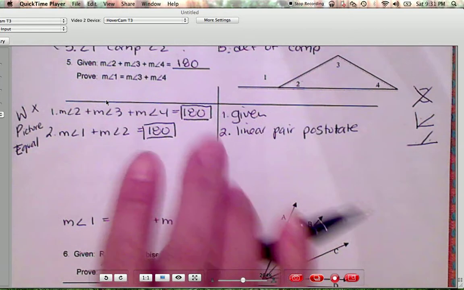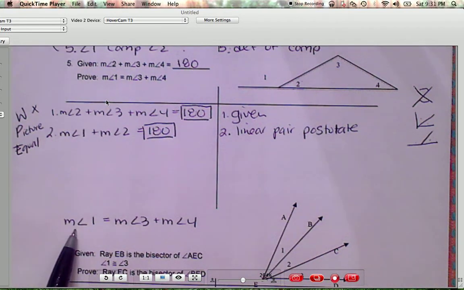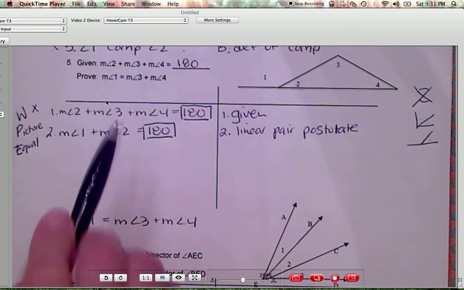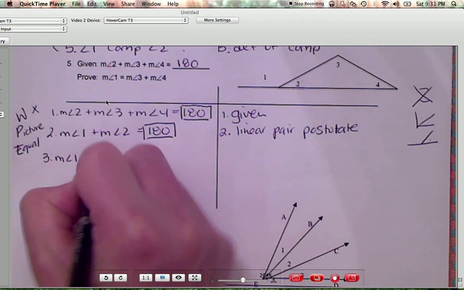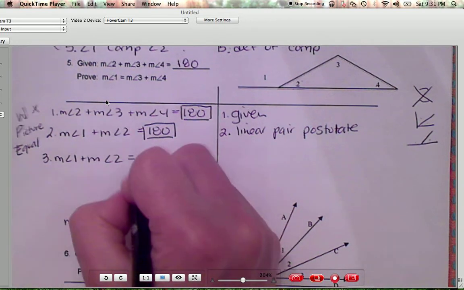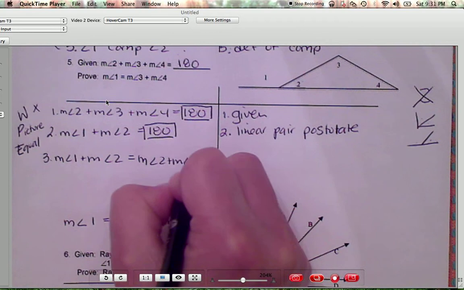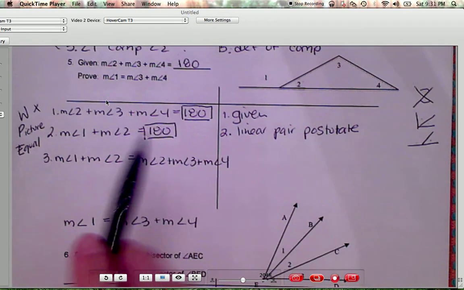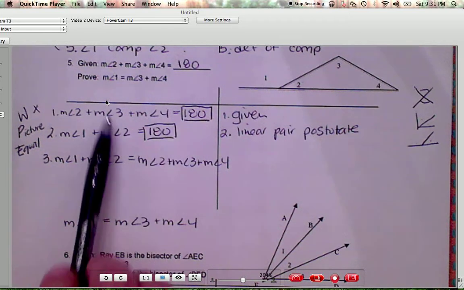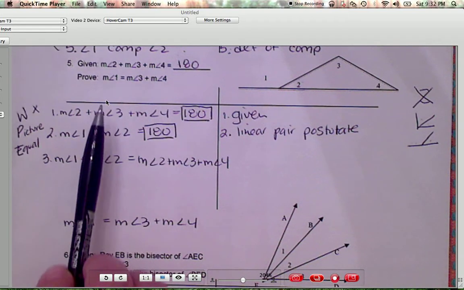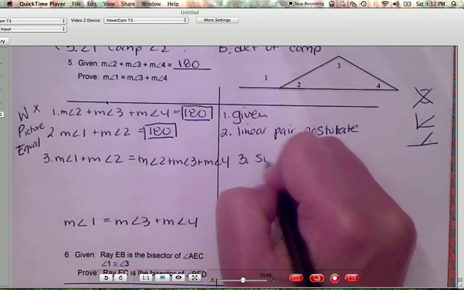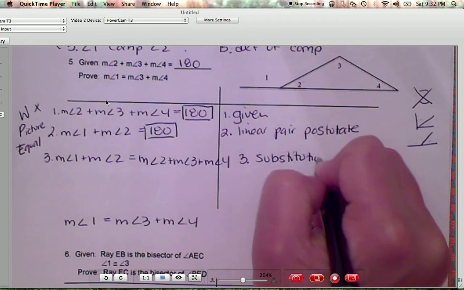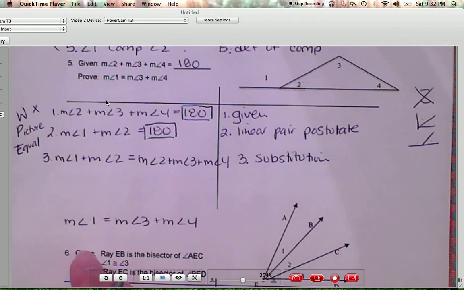Now, usually the order doesn't matter, but if you look in the proof, the angle 1 is on the left side of the equal sign. So I'm going to go ahead and bring this guy down first. Measure of angle 1 plus the measure of angle 2 equals, and then this guy second. Measure of angle 2 plus measure of angle 3 plus measure of angle 4. So we threw out the common link and set these two equal to each other, and because it's equality, that makes this step number 3, substitution instead of transitive. Okay. If they were in congruence, then it might be transitive.